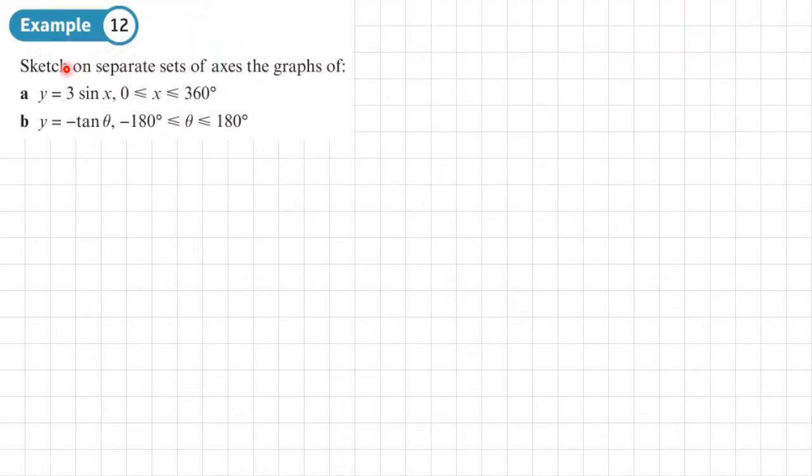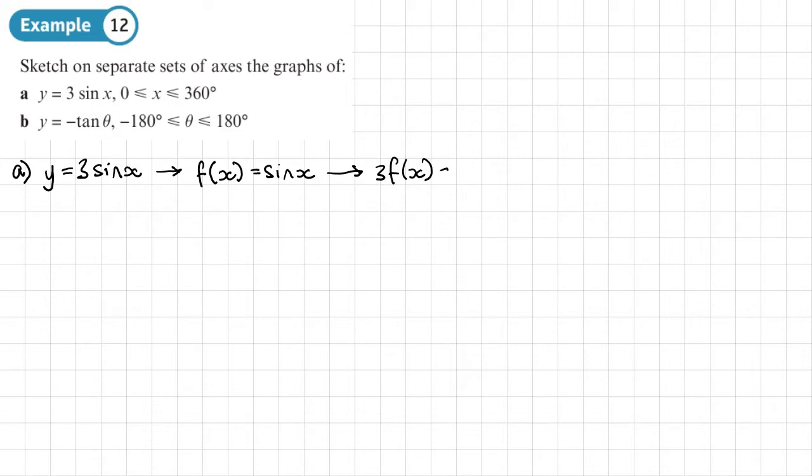Example 12, sketch on separate sets of axes the graphs of, and start with A, the graph of y equals 3 sine x. Now what I do on questions like this, I just start by calling f of x just a normal graph. So here it's going to be sine, and then I look to see, well, what am I doing to f of x? Well, I can see I'm timesing it by 3, so this gives me the transformation 3 f of x is equal to 3 sine x.